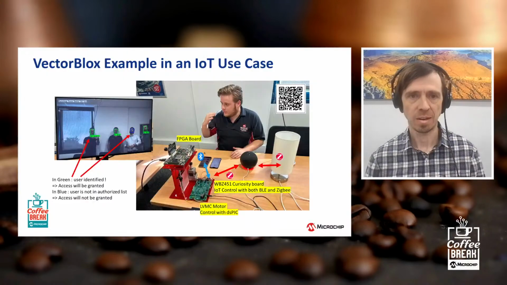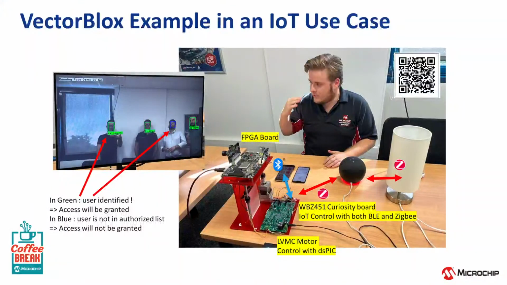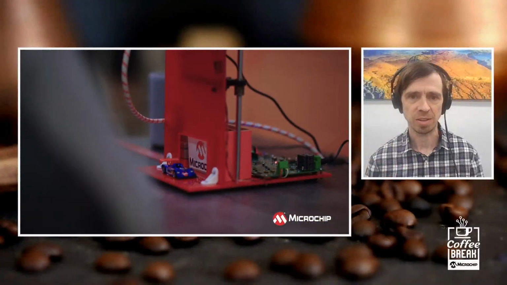So can you give us an example of how this might be used within a larger IoT example? Yeah, of course. At Microchip, we're known for microcontrollers and microprocessors, but it's kind of fun working here because we have a broad range of chips and solutions. So this is a demo made with FPGA, motor control, Bluetooth, Zigbee, wireless, all put together for one interesting solution. We actually have a video showing this in action.